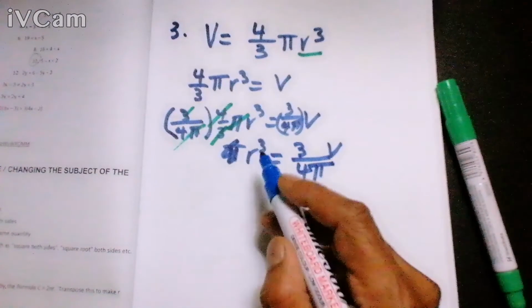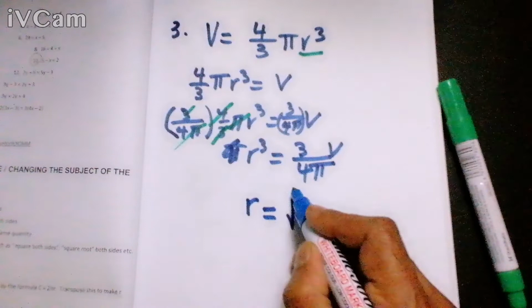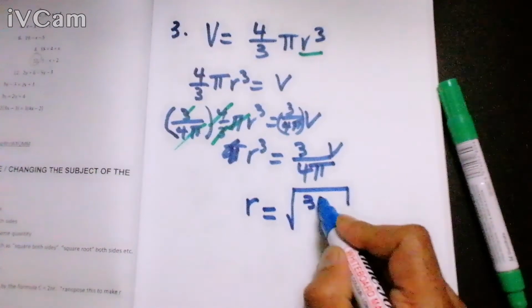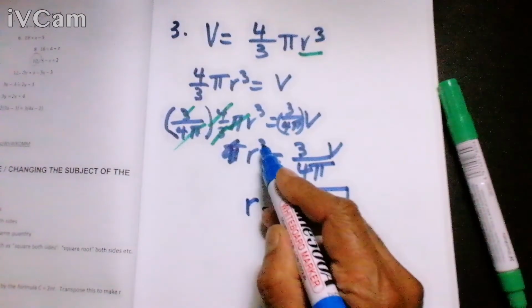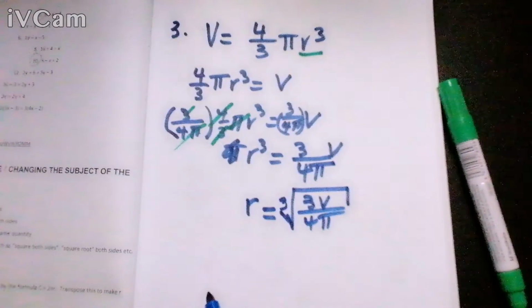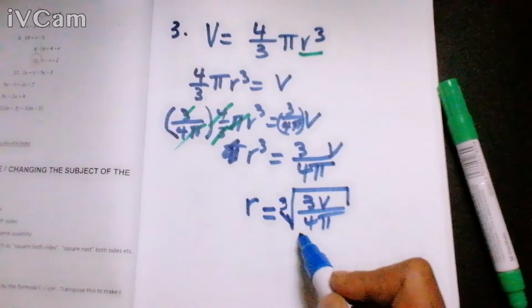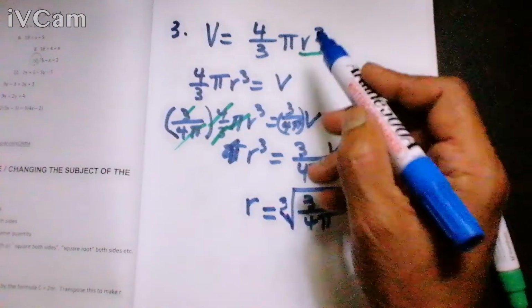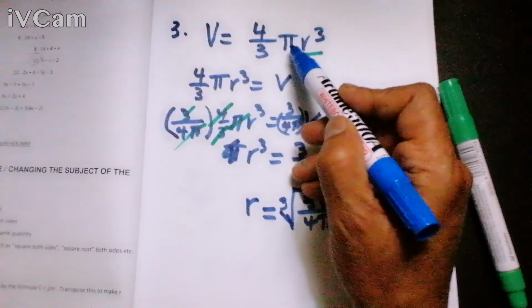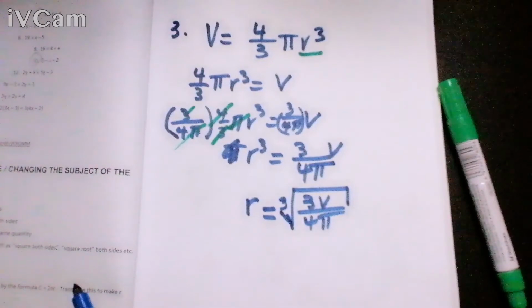So what we say, to drop the cube, we pick up a cube root, which is the cube root of 3v over 4 pi. So now this is the formula for the volume of a sphere using r as the subject of the formula. This is the formula for the volume of a sphere using v as the subject of the formula.